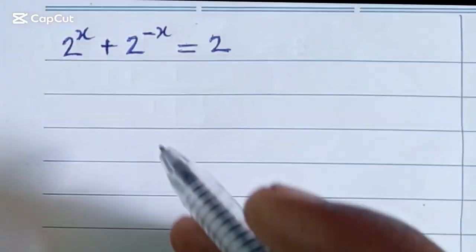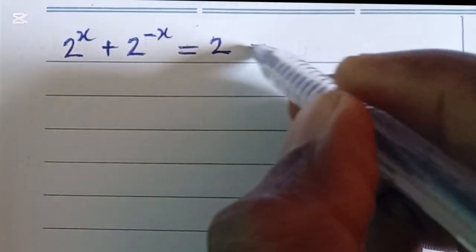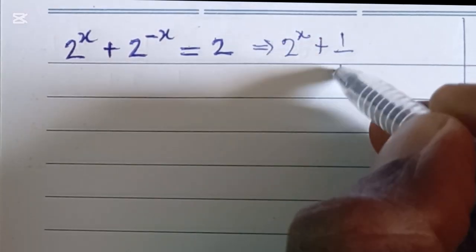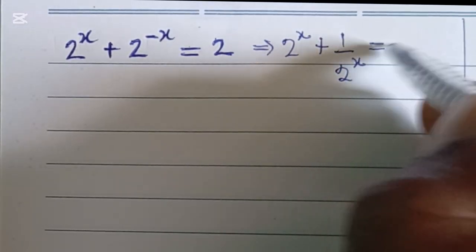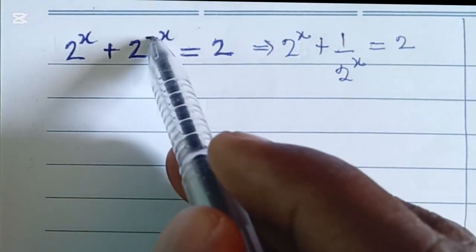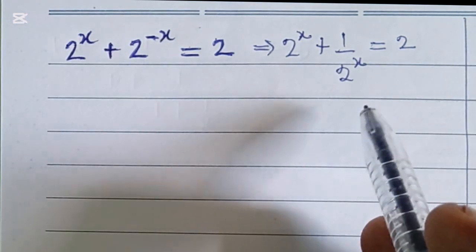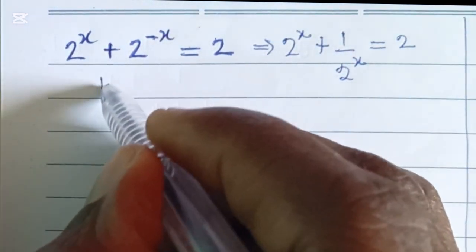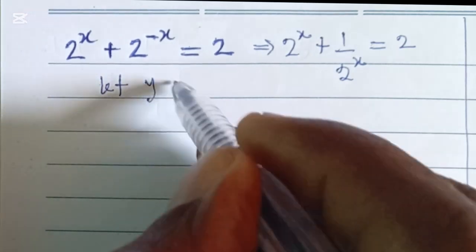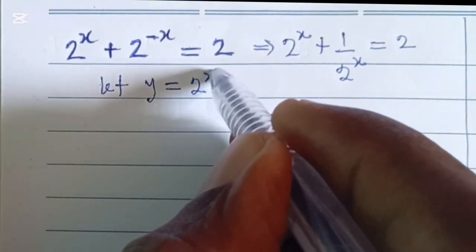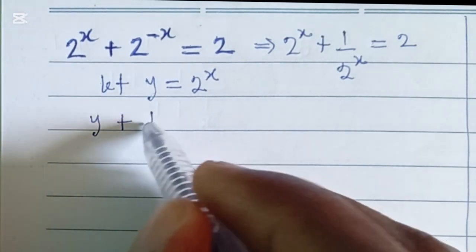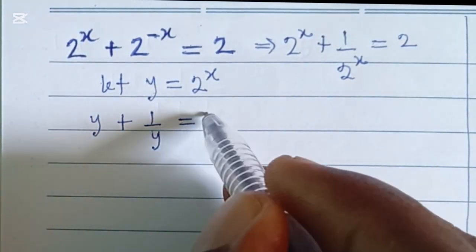We can simply rewrite this equation as 2 to the power of x plus 1 over 2 to the power of x is equal to 2, because of the negative exponent here. All right, so in this case we can substitute another variable for 2 to the power of x by saying let y be equal to 2 to the power of x, and this equation becomes y plus 1 over y, which is equal to 2.